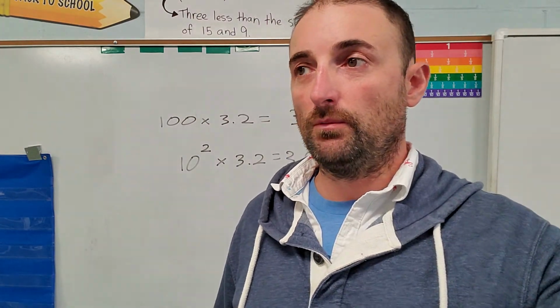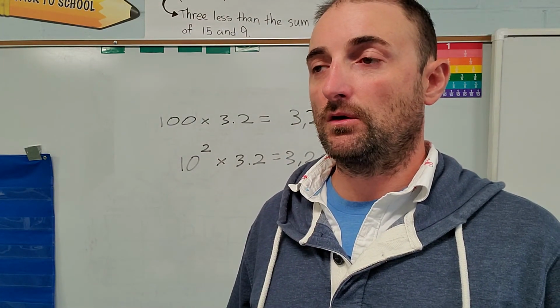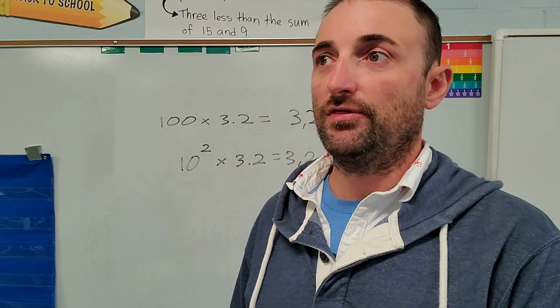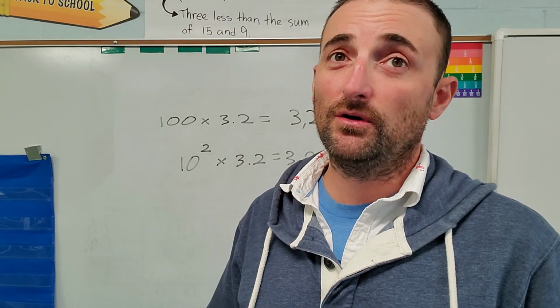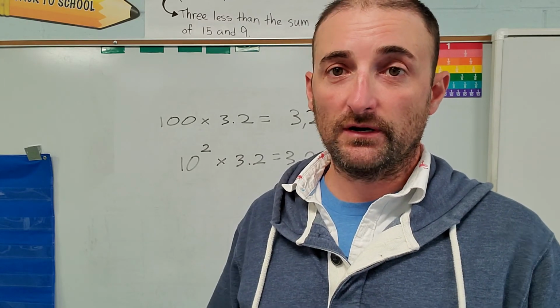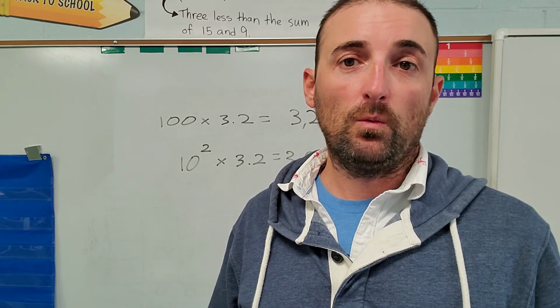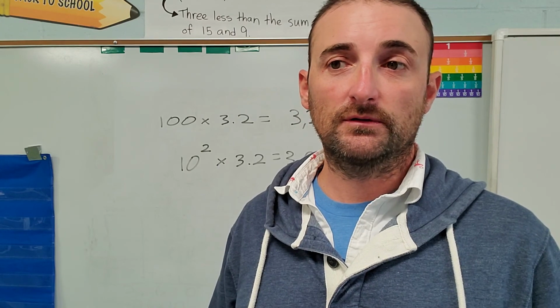Okay, so when we're working with these going forward, you're going to see 10 to the third. You're just going to say, oh, that's 1,000. I know it's 10 times 10 times 10. I also know with the exponent being 3, there's going to be 3 zeros, which is what 1,000 is, a 1 with 3 zeros. All right.